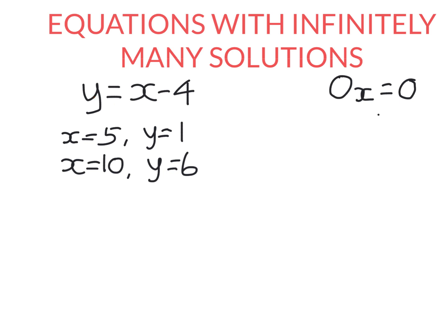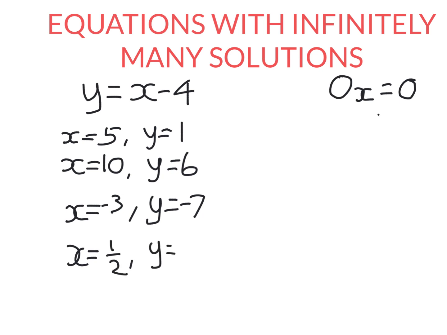Of course, the solutions don't have to just be positive numbers. They could be negative. You could have, for example, x is negative 3, y equals negative 7. That's a valid solution. The solutions don't even need to be whole numbers. For example, you could have x equals half or 0.5, y equals minus 3.5. That's a valid solution as well. There are infinitely many such solutions.